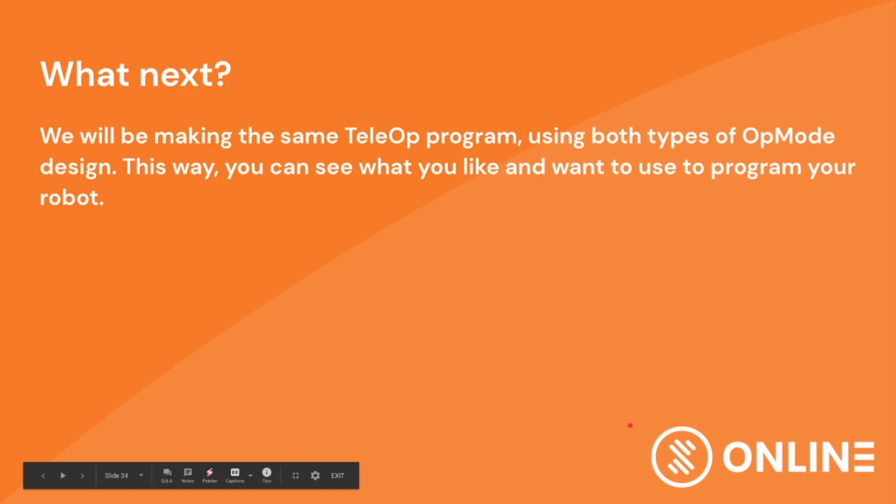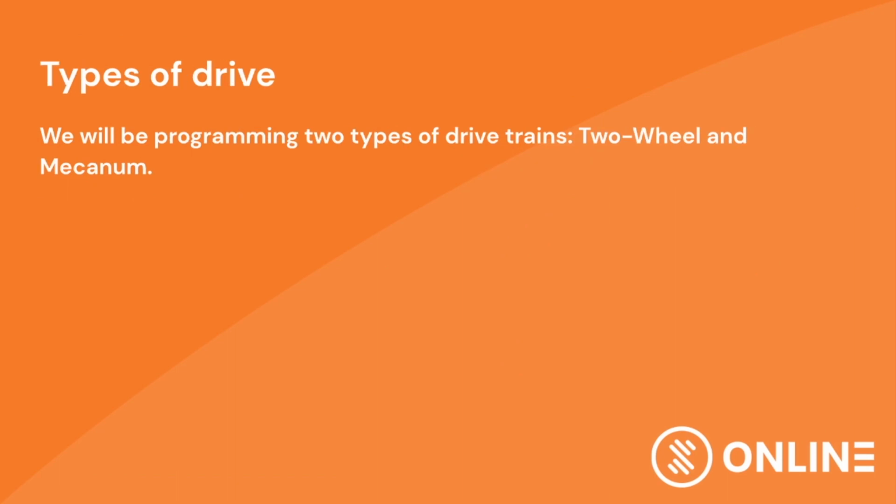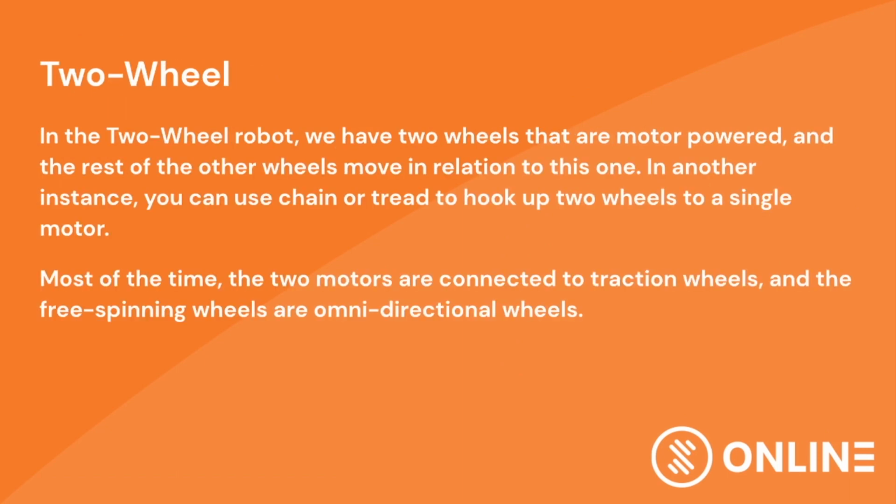So what's next? We're going to be making the same teleop program using both types of OpMode design. This way, you can see what you like and want to use to program your robot. And then we're also going to be designing 2 different types of drivetrains today. We're going to be talking about the 2-wheel and the Mecanum drives.